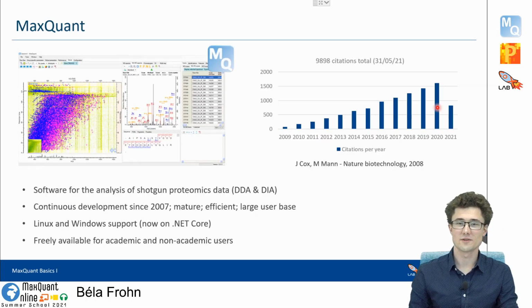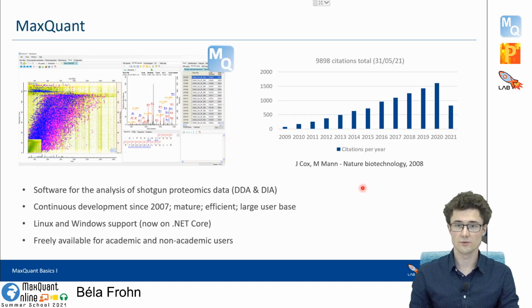I guess most of the people here already know what MaxQuant is, but still let me quickly introduce the software. MaxQuant is a software for the analysis of shotgun proteomics data. We can do DDA, data dependent acquisition, and DIA, data independent acquisition. It is developed continuously since 2007, and we have a very large user base, which you can see here in the citations. So they grow.